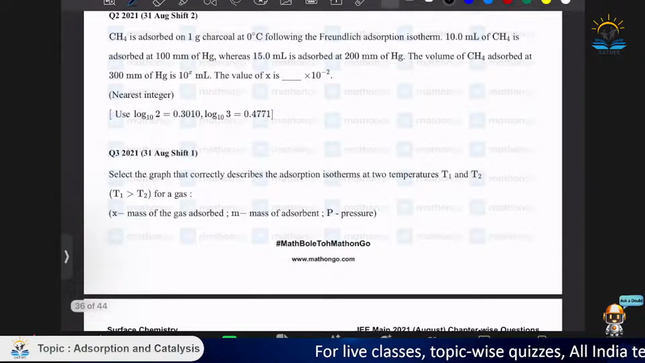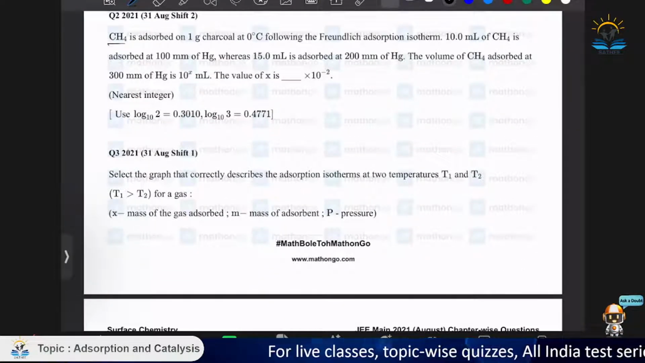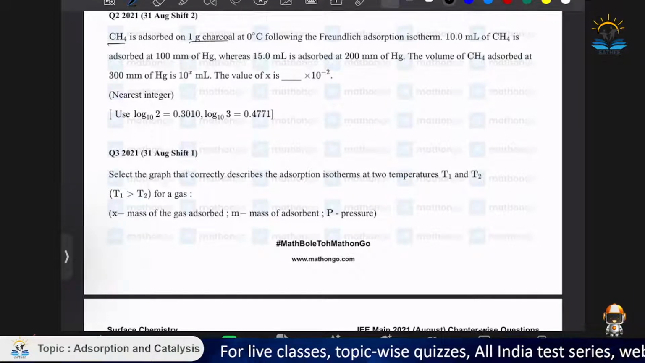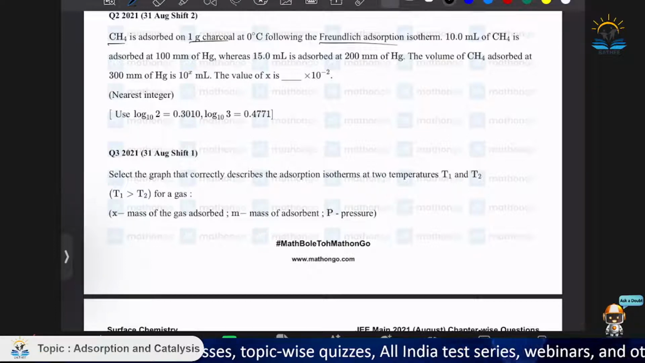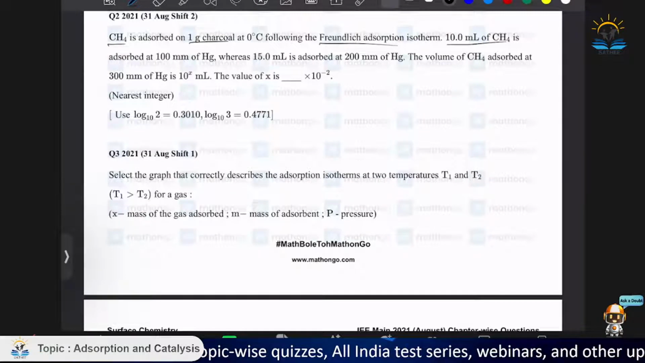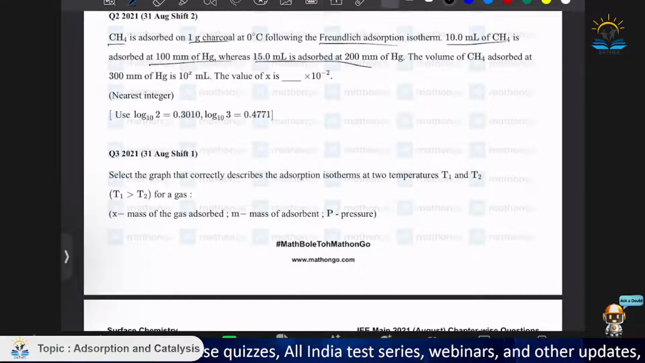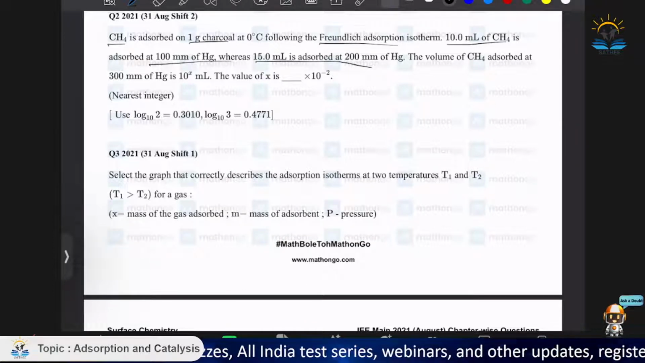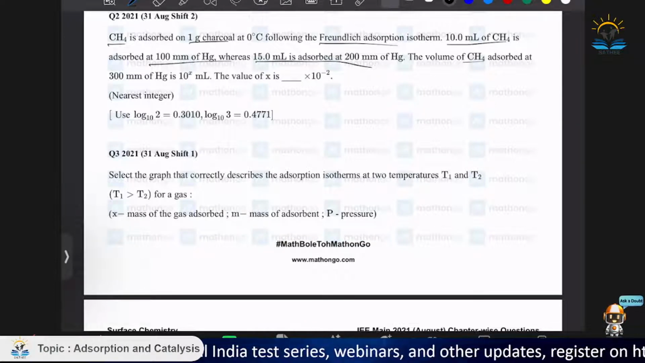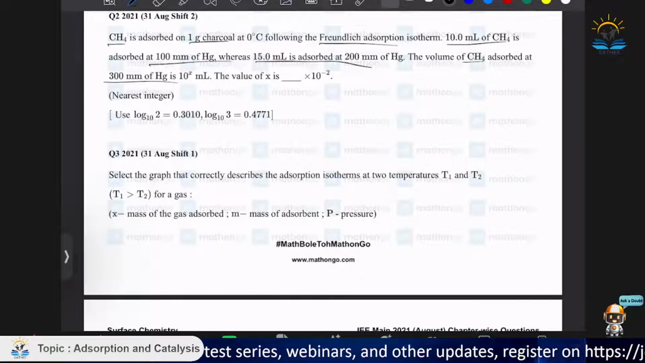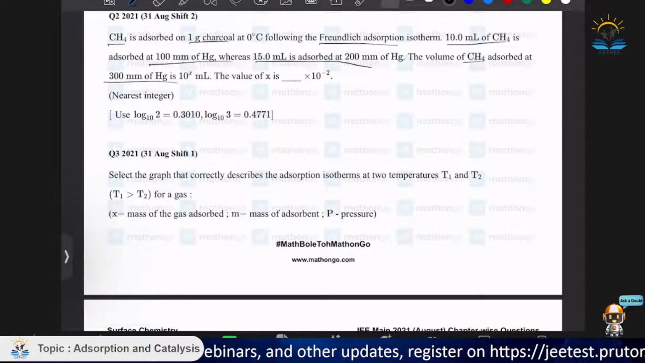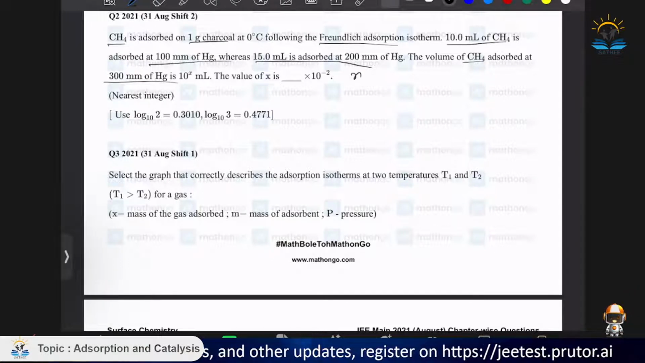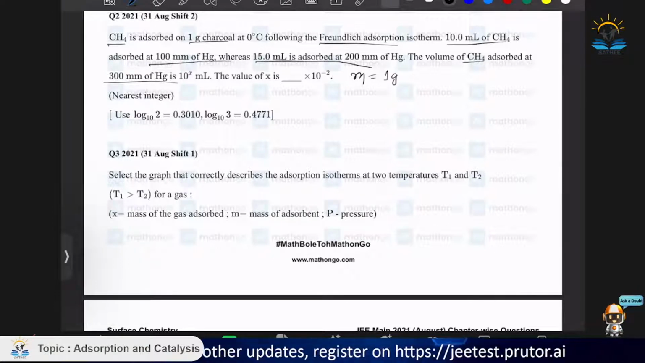Yeah, one more adsorption question we have. Methane is adsorbed on 1 gram charcoal following Freundlich isotherm. 10 ml of methane is adsorbed at 100 mm of Hg. 15 ml is adsorbed at 200 mm of Hg. Volume of CH4 adsorbed at 300 mm of Hg is 10 to the power x ml. Value of x is? So adsorbed on 1 gram charcoal, right? So x by m, m is equal to 1 gram, x is variable.